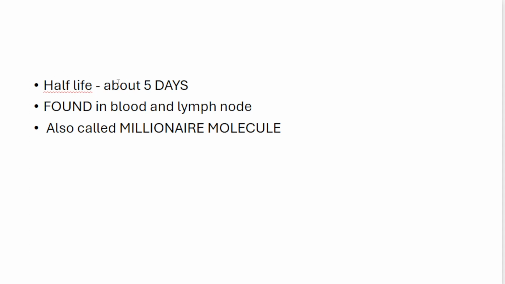The half-life of IgM is about 5 days. It is found in blood and lymph nodes. It is also called the millionaire molecule because it fights against the primary infection, and also because it has more weight. It is the biggest immunoglobulin in our body.